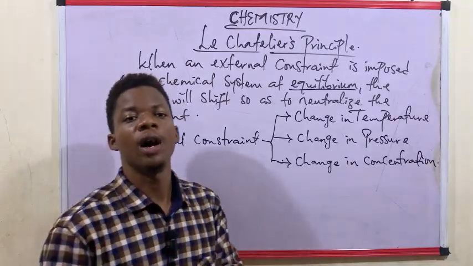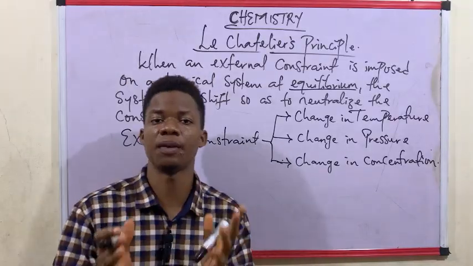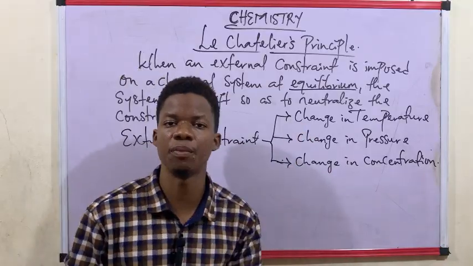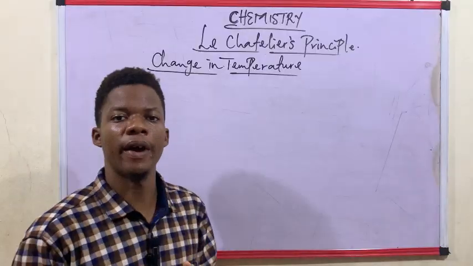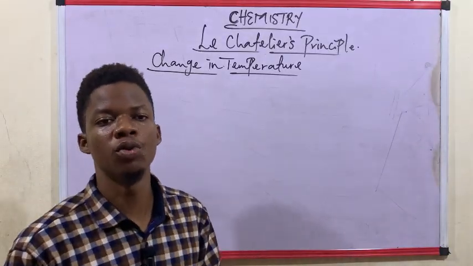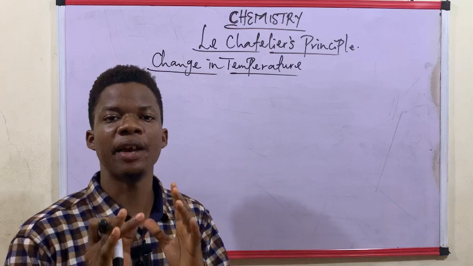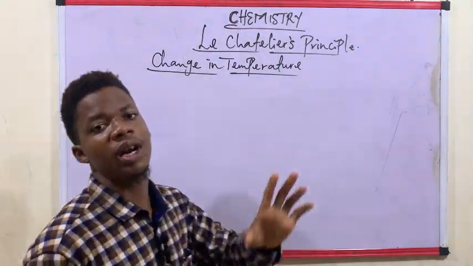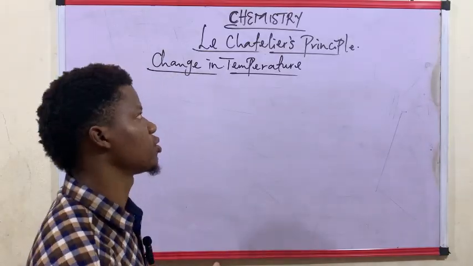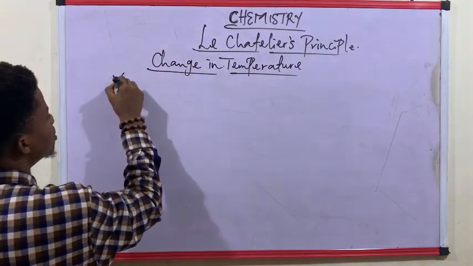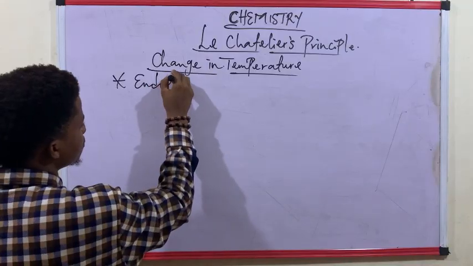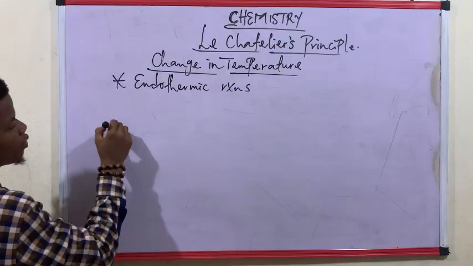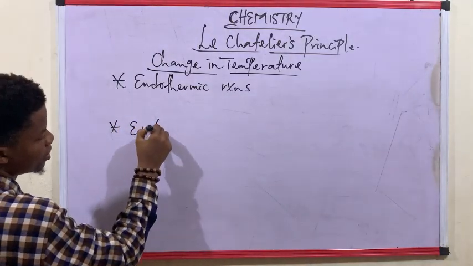Now we are going to study how these different factors affect the system at equilibrium. We're going to discuss each of them one after the other. Let's start with change in temperature. What will change in temperature do to a system at equilibrium? You should know that based on temperature, we can have two types of reaction. We have endothermic reactions, and then we also have exothermic reactions.